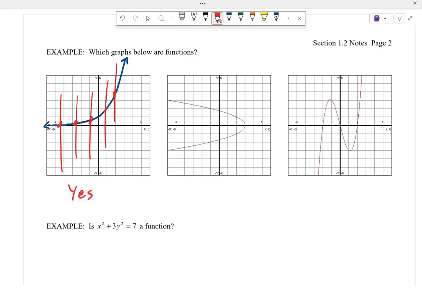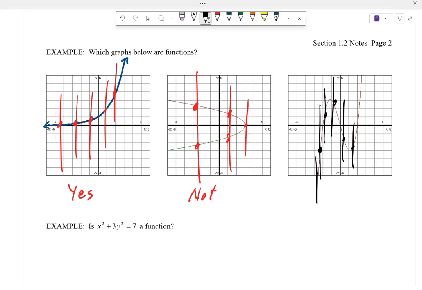That'll be fine. Is the second one a function? No, see how we're going to hit twice? Anytime you hit twice, it's just going to fail it, right? Even though you only hit once over here, it doesn't matter because anywhere else you test it, you're hitting twice, right? So not a function. How about the third one? Hopefully you see you're only hitting once. I know it's pretty steep, but even where you can test that, it is going up and to the right. You're only hitting once. All these spots you're testing, you're only hitting once. So that, yes, is a function as well.